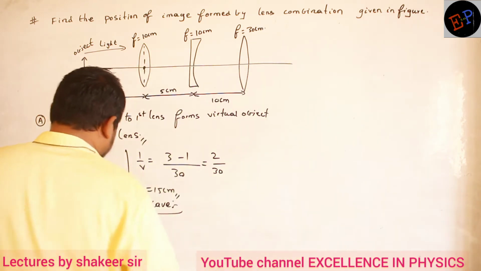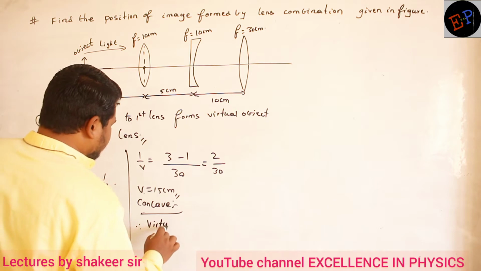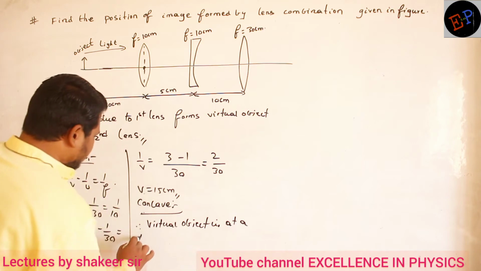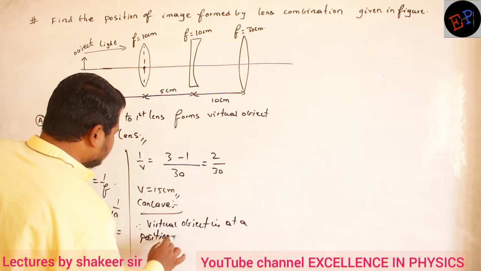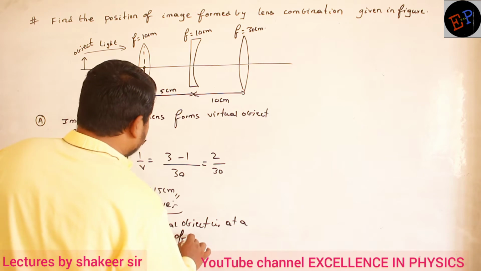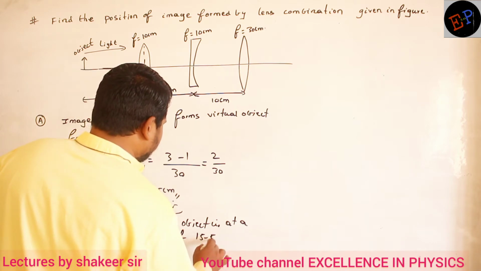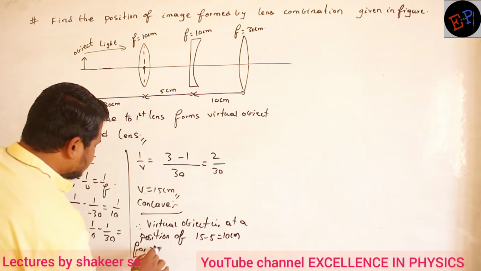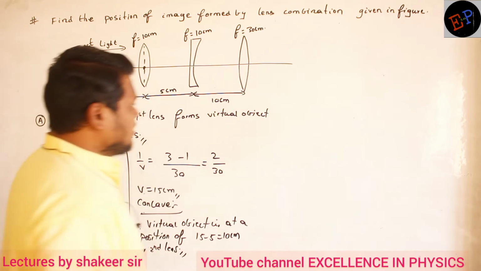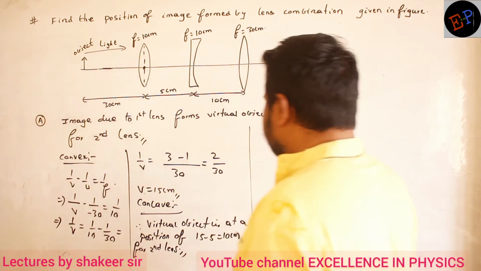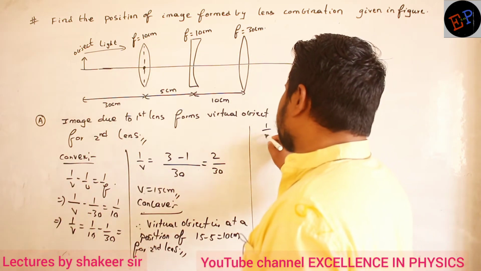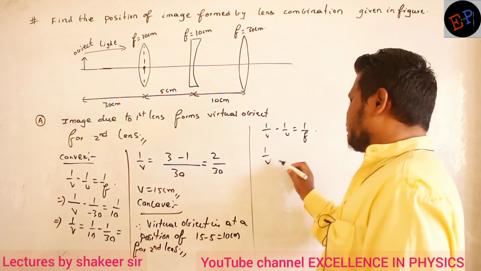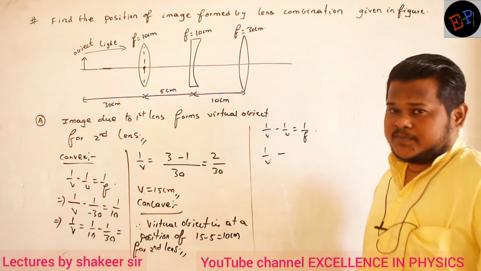So therefore, the virtual object is at a position of, how much? 15 minus 5 is equal to 10 centimeters for the second lens. Are you able to understand? Now the second lens is what kind of lens? Concave lens, no? Whatever it may be, what is the formula I have to use? Again, 1 by v minus 1 by u is equal to 1 by f. The image position I don't know, but what is the object position for the second lens?